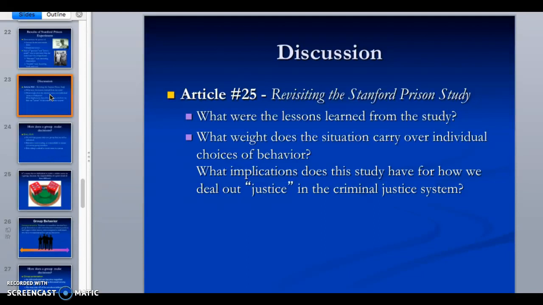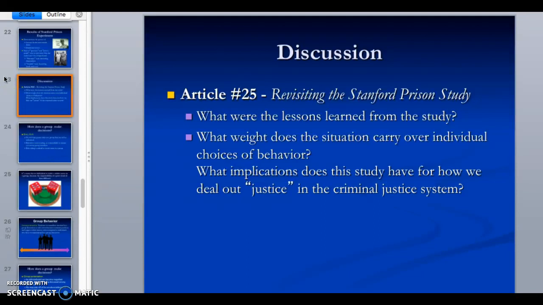So I think that the implications for this study, when we think about how it affects the greater world and the application of it to the real world, is that it has true implications for the justice system. How do we deal out justice to criminals who commit acts within a group setting? Criminals who commit acts because of pressures of a group situation. So someone who commits a crime within a gang, or somebody who commits a corporate crime within a system of other individuals who are also doing the same.